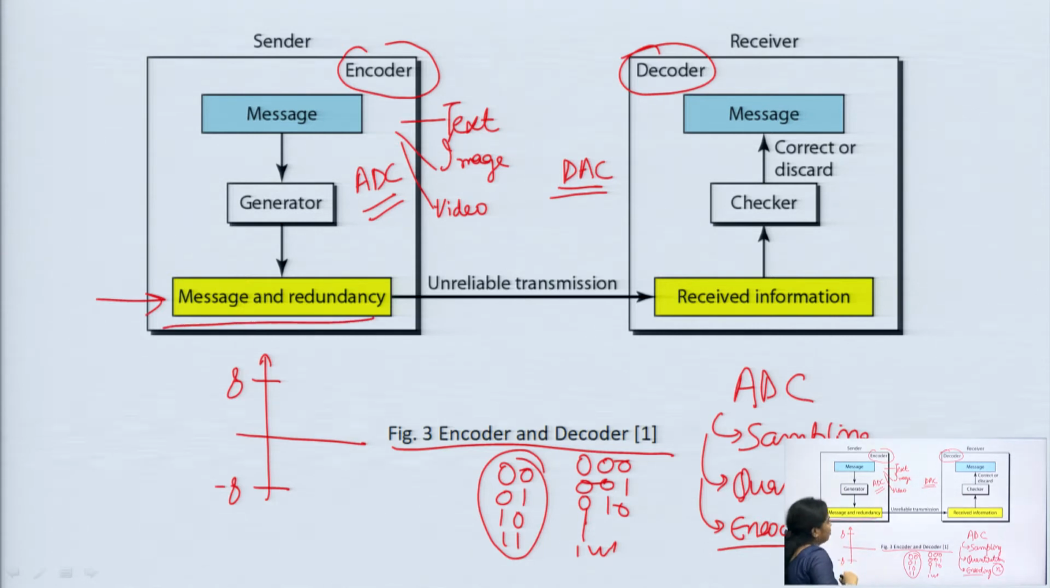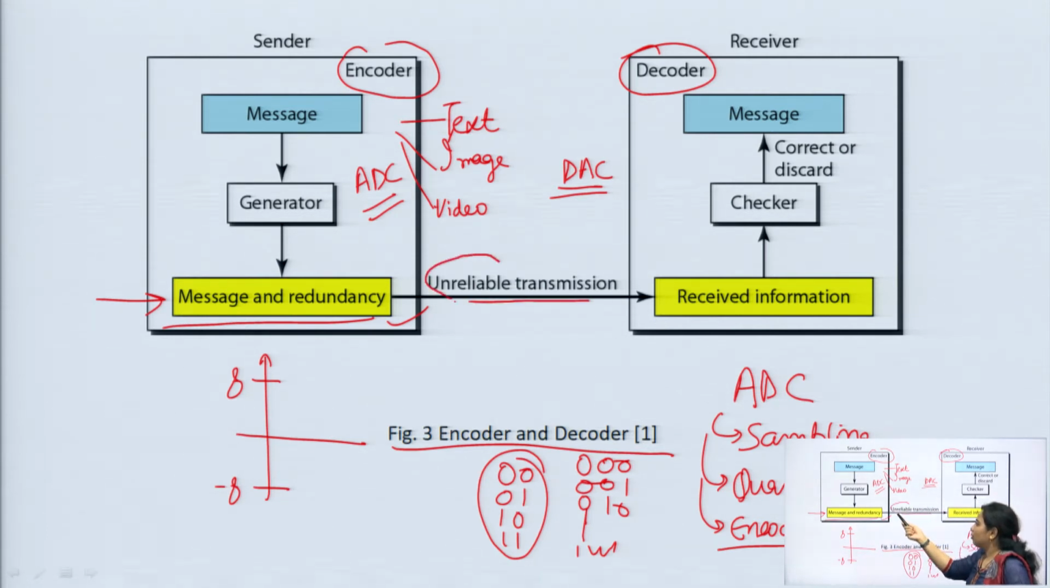redundancy information. Now, this redundancy information is appended or added to the original message data, so that it can be transmitted over a longer distance, and it will be used for encryption purposes, means to increase the security. The redundant information will be added to this original message signal. Now, it will be transmitted over the unreliable transmission.